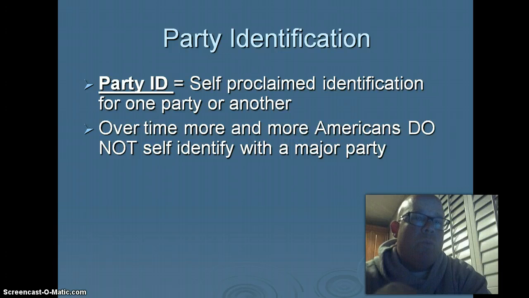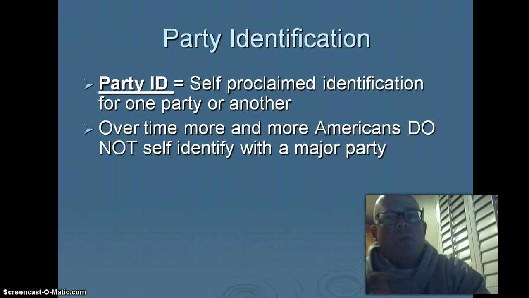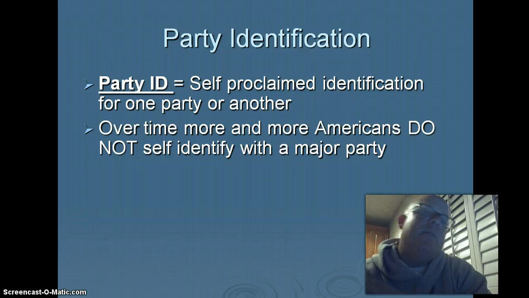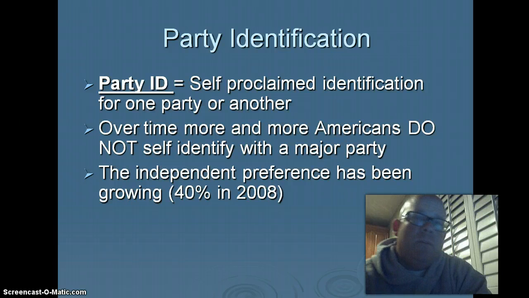Over time, more and more Americans don't self-identify. More and more Americans pick that, I'm moderate, I'm middle of the road, I'm independent, rather than tag themselves with a particular major party, one of the Republican or Democratic Party. And this has been going on for a very long time. We can trace it back into the 90s, and it was right around 40% in 2008. So four out of every 10 people surveyed, instead of picking Republican or Democrat, would pick other, independent, or, hey, I'm a moderate. They wouldn't align themselves.